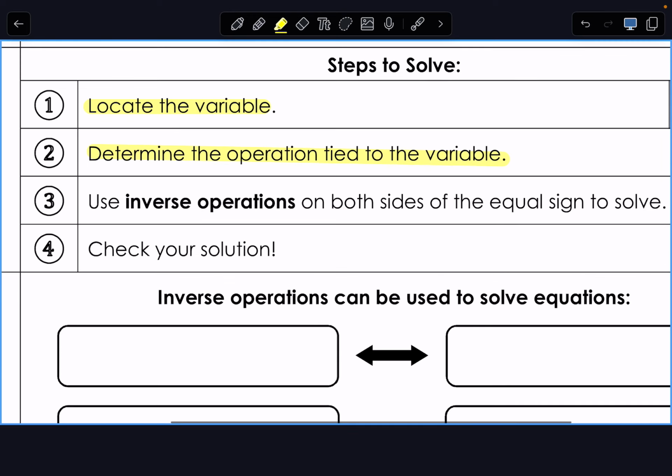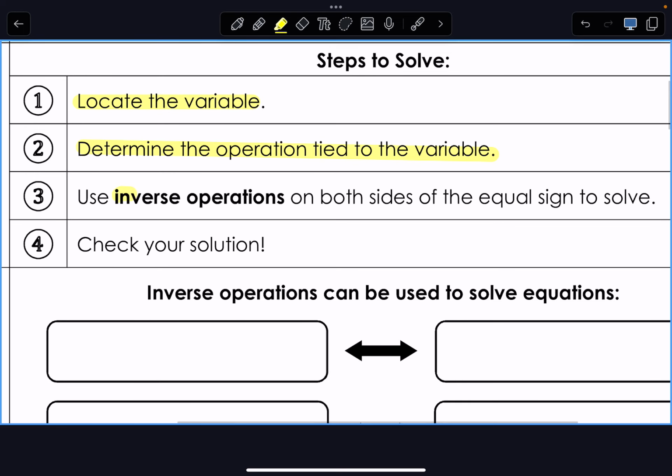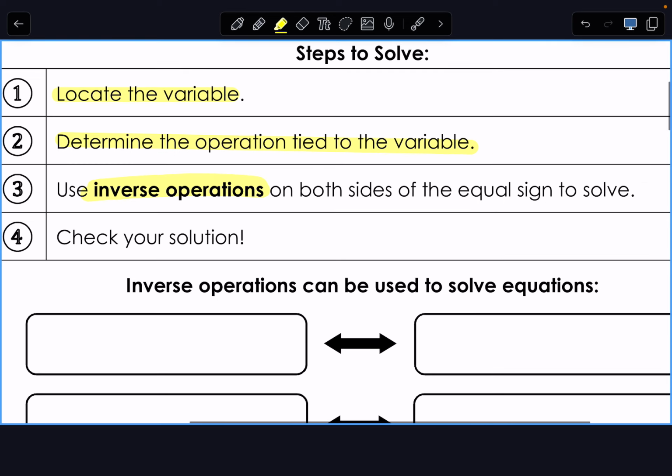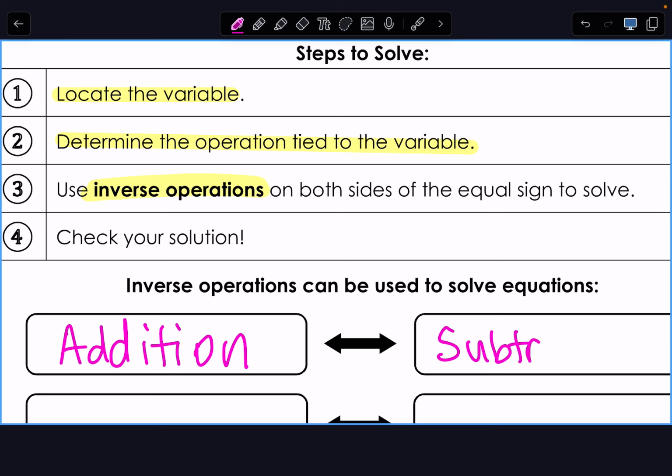In order to get rid of that number, we are going to use inverse operations. So let's talk about what an inverse operation would be. How would I undo addition? What's the inverse of addition? Subtraction. The inverse of addition is subtraction.